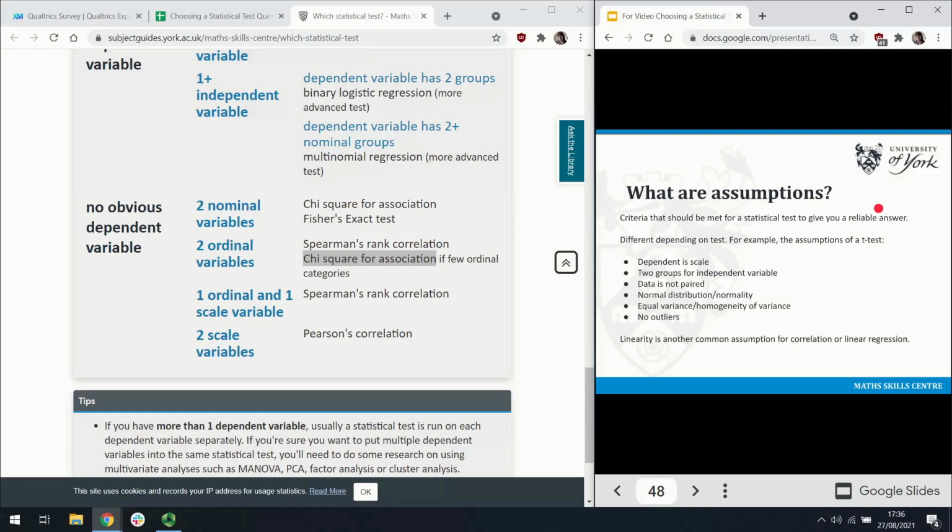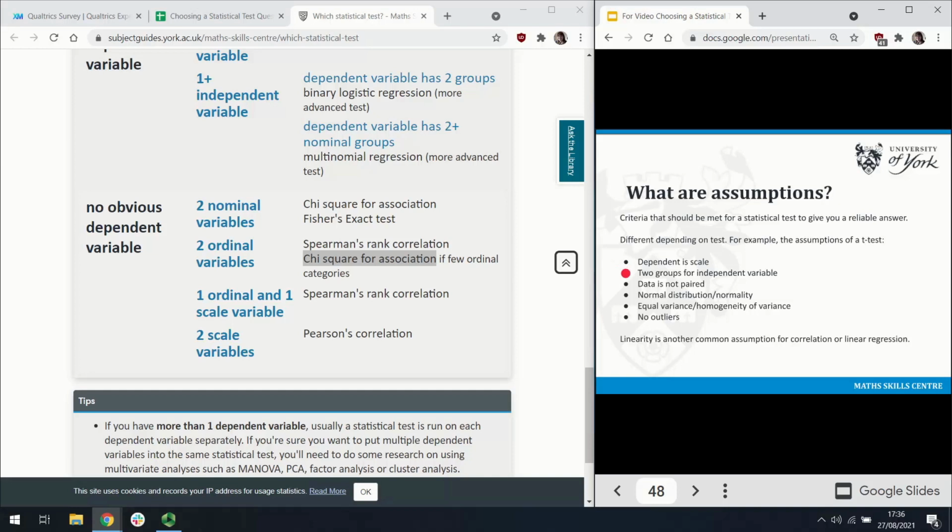So you've got to make sure that your data meet those criteria, those assumptions of the test. Assumptions are different depending on the test that you want to do. So what I've done here is I've just picked out the assumptions of a t-test, because a t-test is quite a common, straightforward test that some of you might end up doing. So here, the first one is the dependent is scale. So now you should have a good idea of how you tell that, i.e. what variable is a dependent, first of all, and whether that variable is actually scale.